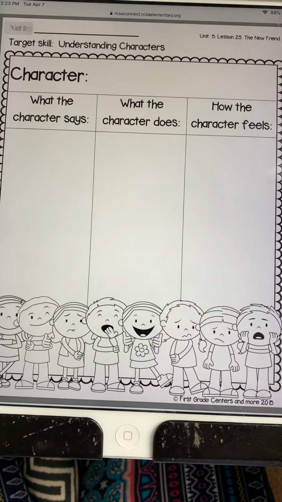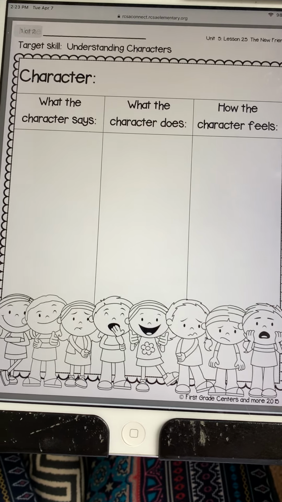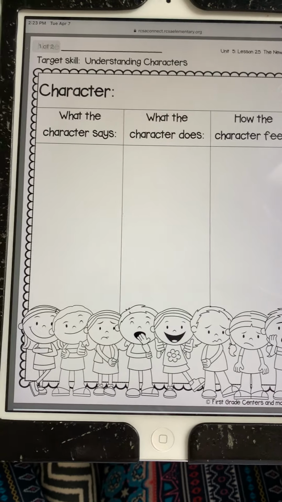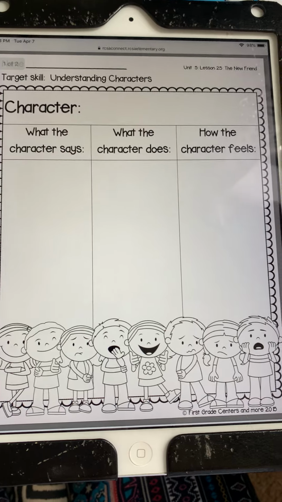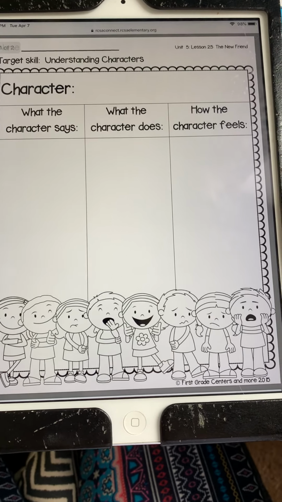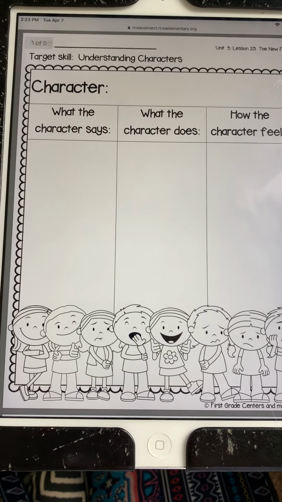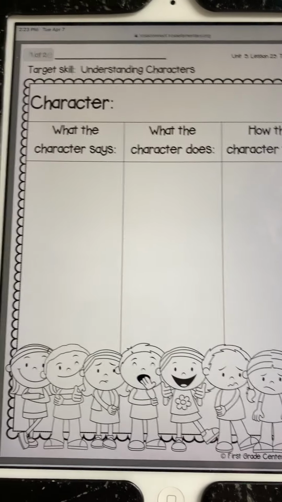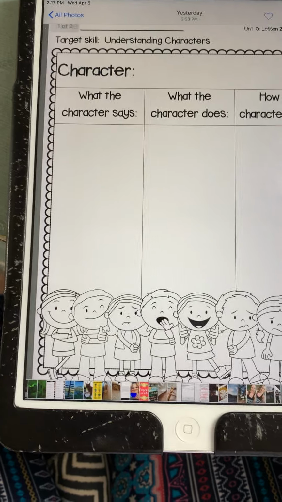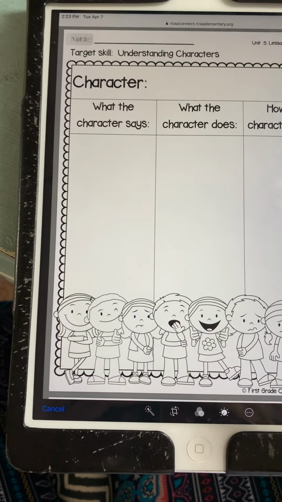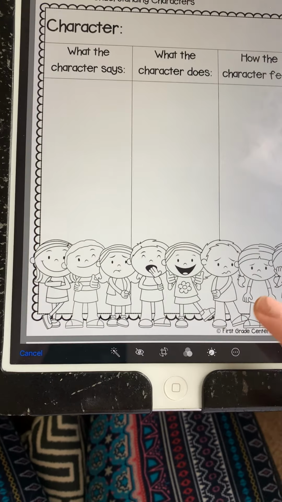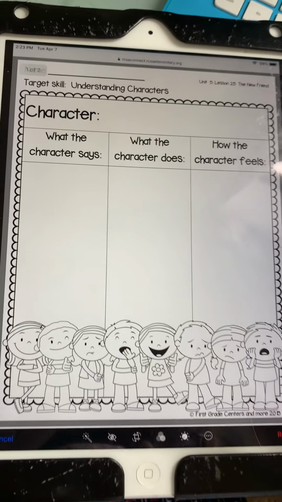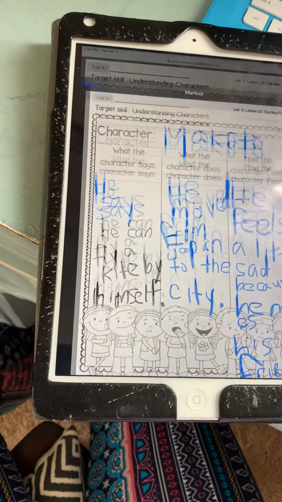All right. So this one is in the ELA classwork for this week. This is understanding characters. So for the read aloud that we had for this week, The New Friend on Think Central, after you've read it again, you can come back to this and basically, we're going to analyze the character Makoto. So I'm going to mark this up real quick and show you.